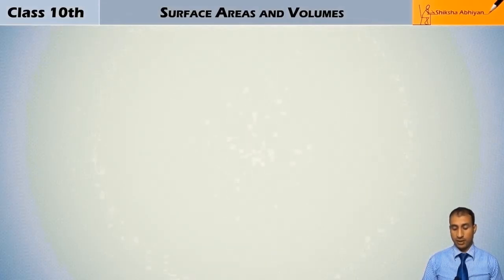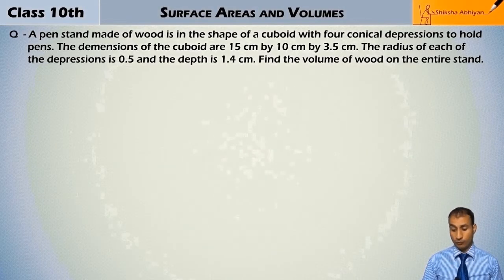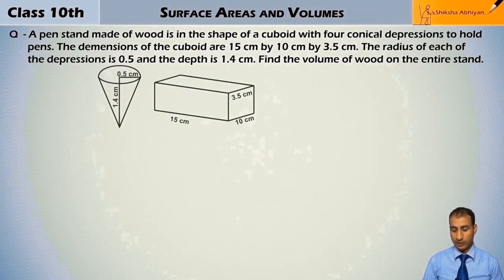Student, C question. A pen stand made of wood is in the shape of a cuboid with 4 conical depressions to hold pens. इसके अंदर 4 conical depressions हैं यानी गहरे हुए खड्डे हैं जो conical शेप के हैं.